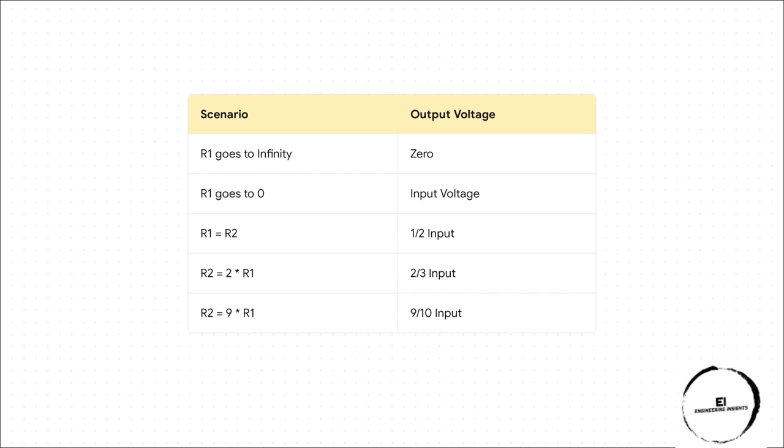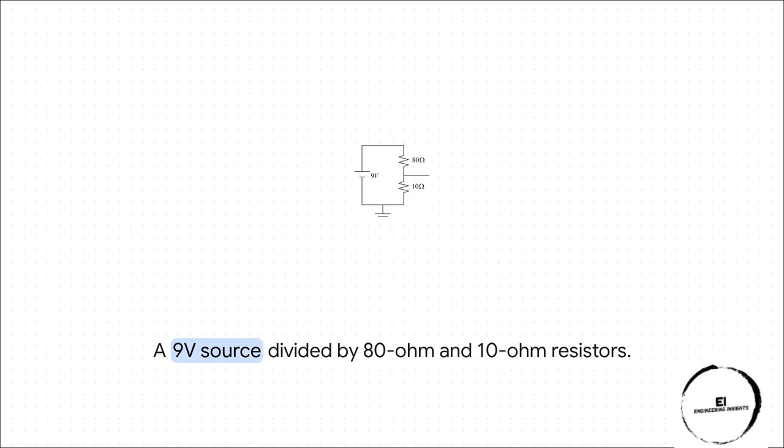Like if the top resistor, R1, goes to infinity, meaning it's essentially a broken wire, your output drops to 0. If R1 and R2 are identical, well, they perfectly split the voltage right down the middle, in half. These simple rules of thumb let you visualize the circuit's behavior at a glance. Okay, let's actually test that intuition out on a real-world example.